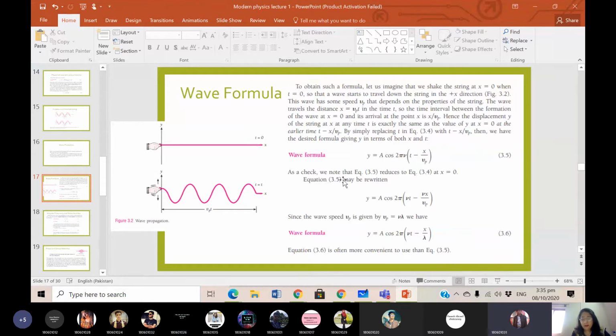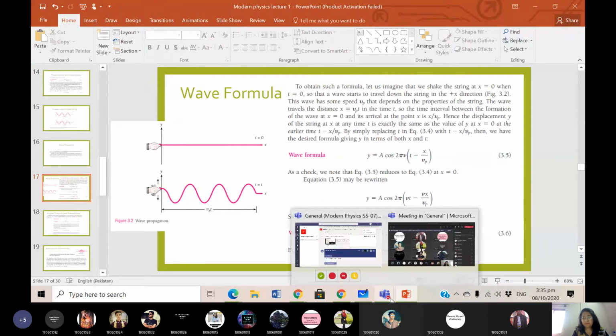Ma'am, we got the equation by setting x equal to vp times t, so from that we would get cos 0, which is the amplitude. At time t equals 0, x was also 0. So we would get cos 0, which is a, and that would explain our amplitude in the beginning.